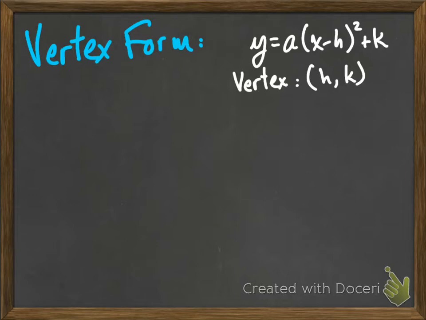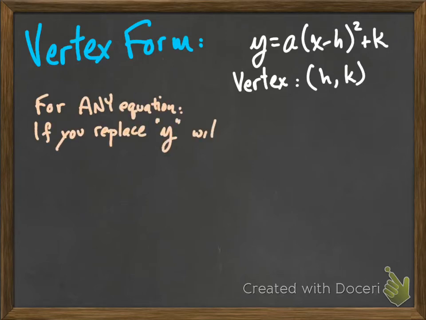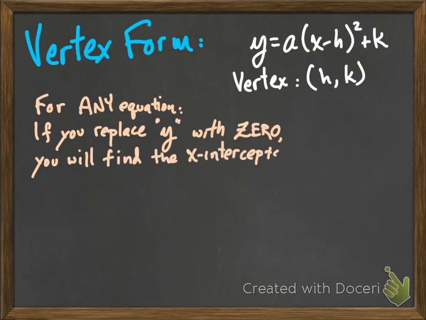But let me just say this about any equation. This applies to any equation: vertex form, standard form, a line, exponential curve, it doesn't really matter. For any equation, if you replace the y with 0, you will find the x-intercepts of that graph. So we might be interested in finding the vertex of a graph, or the coordinates of the x-intercepts of a graph, I mean.